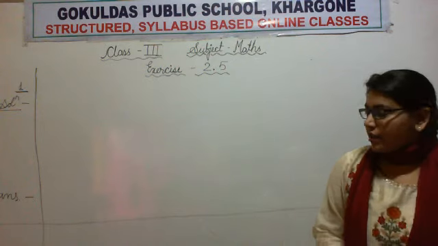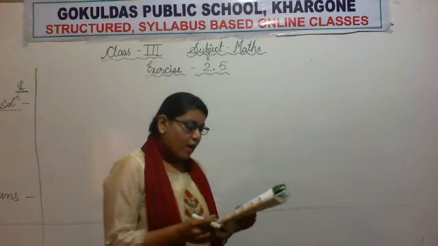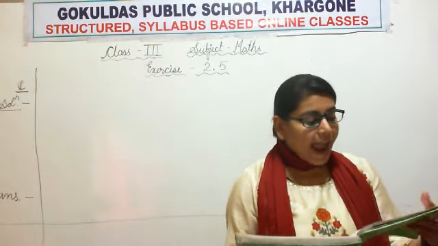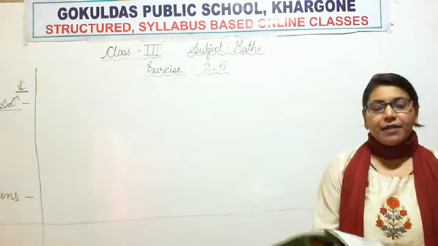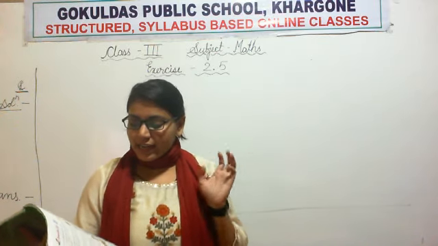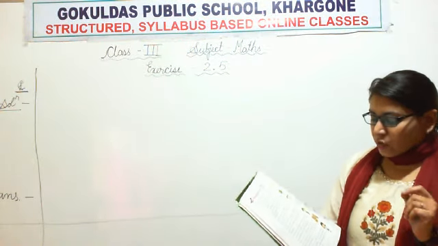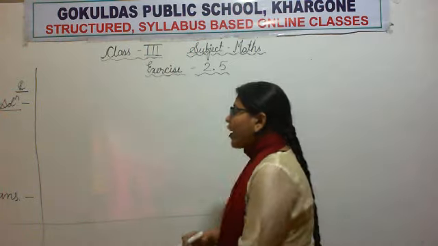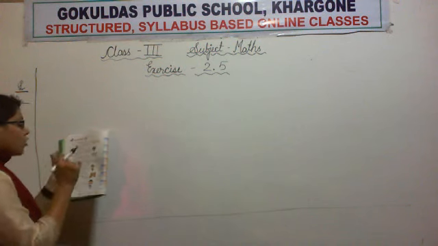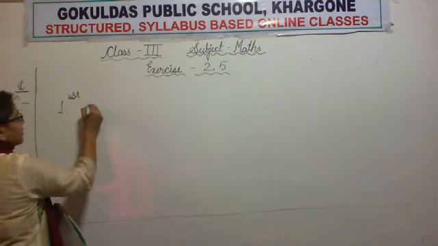Now next, part E. There were 629 soldiers in one army camp and 295 in another army camp. There are two army camps. One is having 629 soldiers and another is having 295 soldiers. How many soldiers were there together? Again, we have to find the total number of soldiers. So the information is of two army camps. So let us write the given information.